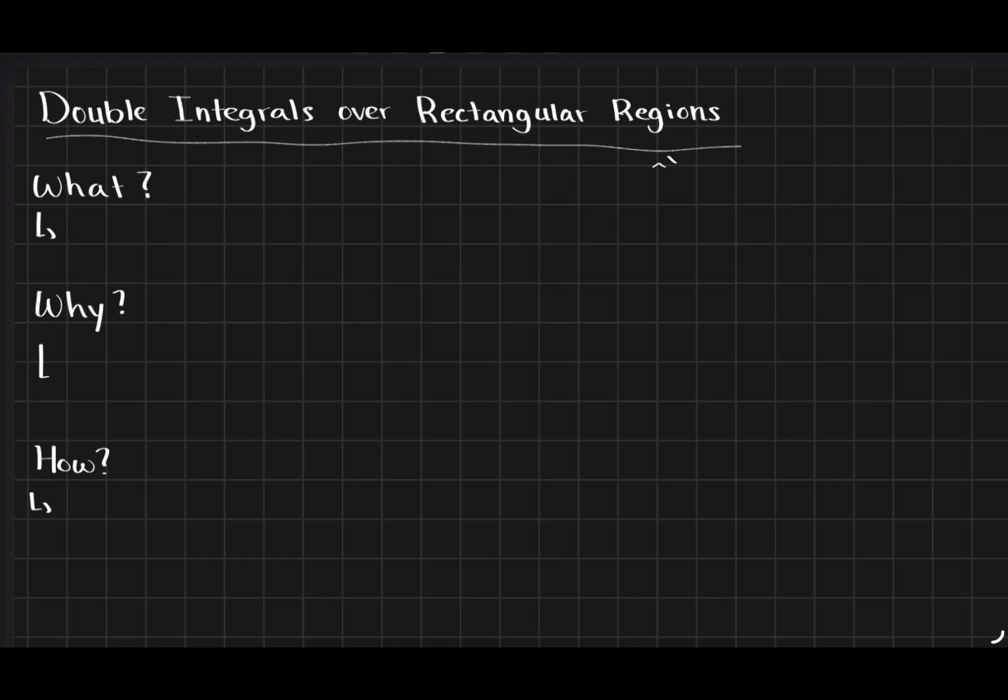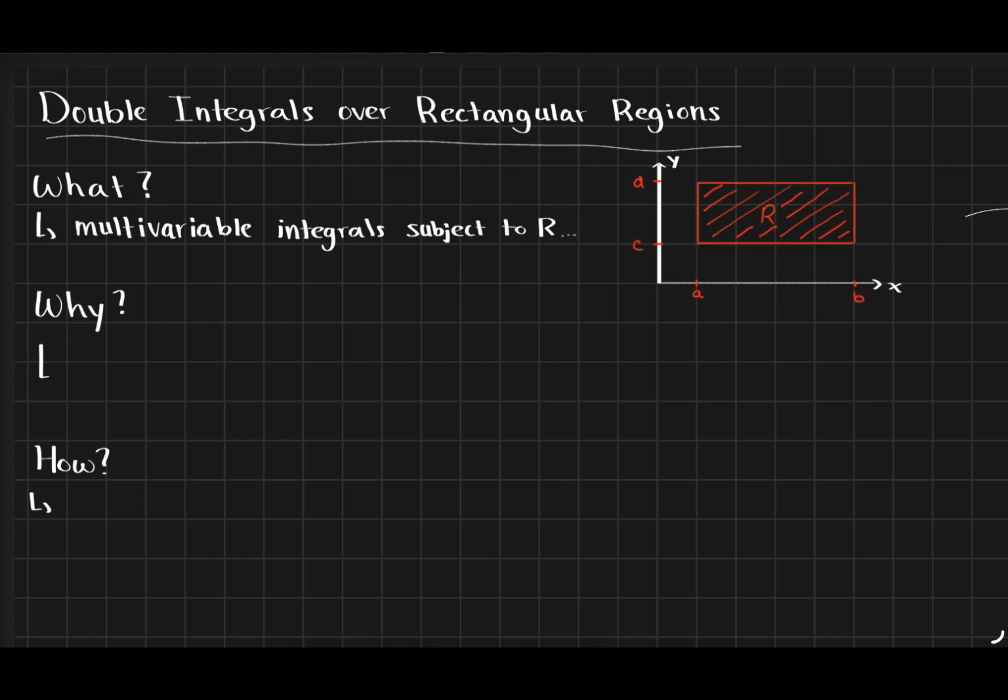Firstly, I'd just like to talk about what exactly a double integral is. Well, a double integral is essentially a multivariable integral. We're going to be integrating now instead of just one variable, dy or dx. We're going to be integrating in dy dx, or dx dz, or whatever, really. It's just multiple variables, so it's multivariable integrals subject to some region, right?